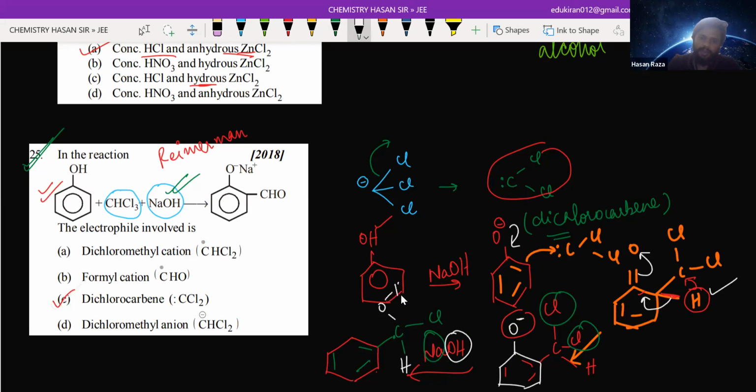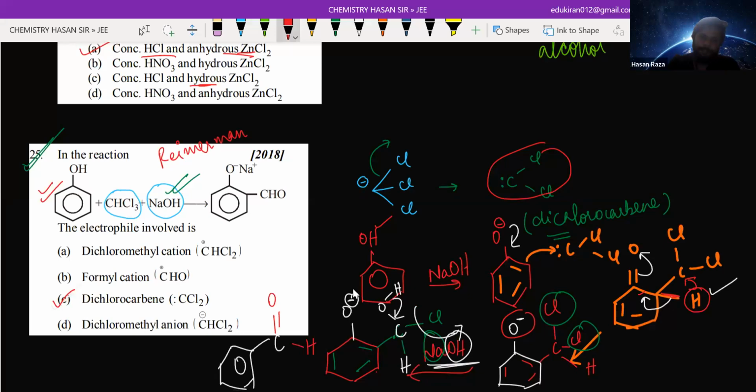Are you getting my point? NaOH has two parts, Na plus and OH minus. OH minus attaches to this carbon, chlorine will be removed, and this part has a negative charge. Now what will happen? There will be a double bond between these two. This will come like this and this will be removed. So you will finally get an aldehyde here. C double bond OH. And this negative charge will be occupied by H. So this is what you will get.